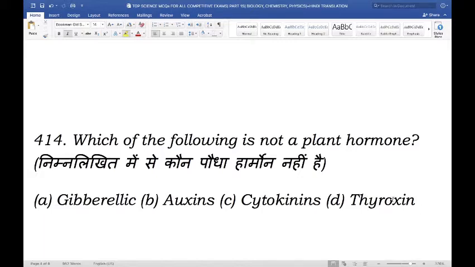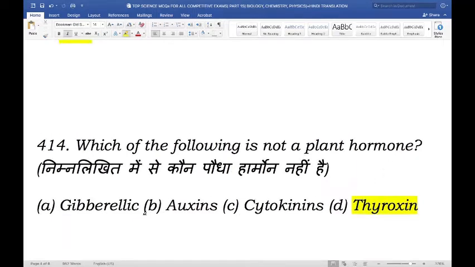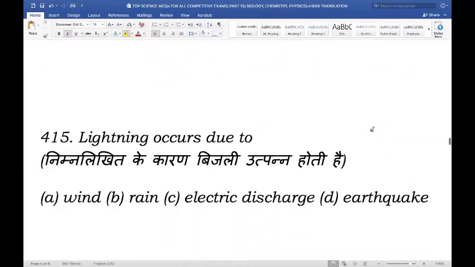And the right answer here is thyroxine. Thyroxine is the main hormone secreted into the blood system by the thyroid gland. It plays a vital role in digestion, heart, and muscle function. And therefore, this hormone is not related to plant hormone, where the other three options are related to plants.